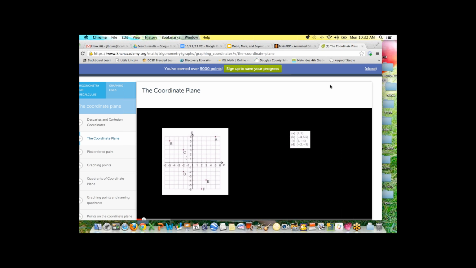Before he goes any farther, I'm just going to show you those vocabulary words that I was talking about just a minute ago. All right. I am running my mouse across the x-axis right now. It's the x-axis. Now I'm running my mouse along the y-axis. So the y-axis is vertical, or up and down, and the x-axis is horizontal.